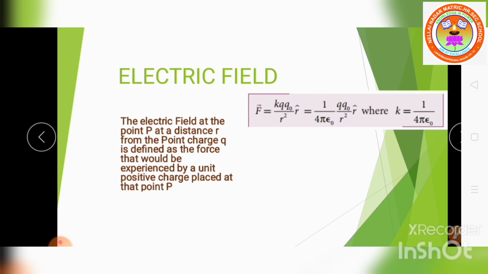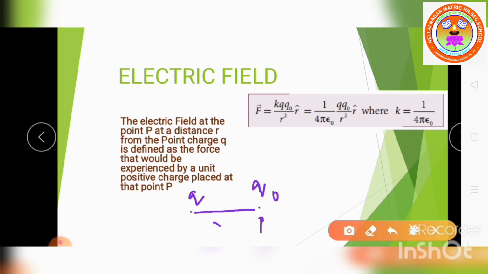So, the electric field at a point P at a distance R from the point charge Q. Once again we can draw the diagram. Here I have taken the source charge Q. Here we have taken the point P, that is the test charge Q naught. These are separated by the distance R. At the point P, I want to calculate the electric field.